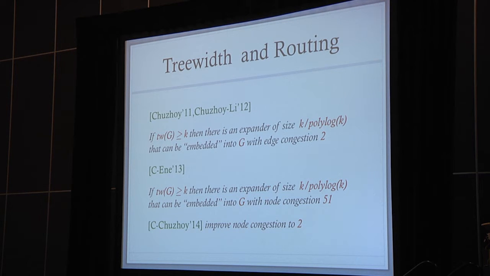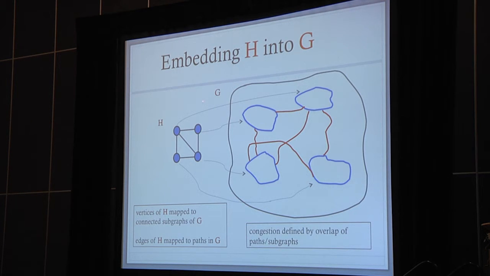Again, I'll show you a cartoon picture. So I want to embed a graph H into my graph G. What does it mean to embed? You take each vertex and you associate a connected subgraph of G. So this vertex goes into this, this guy goes into this, and this guy goes into this. And then each edge of the graph becomes a path in this graph.